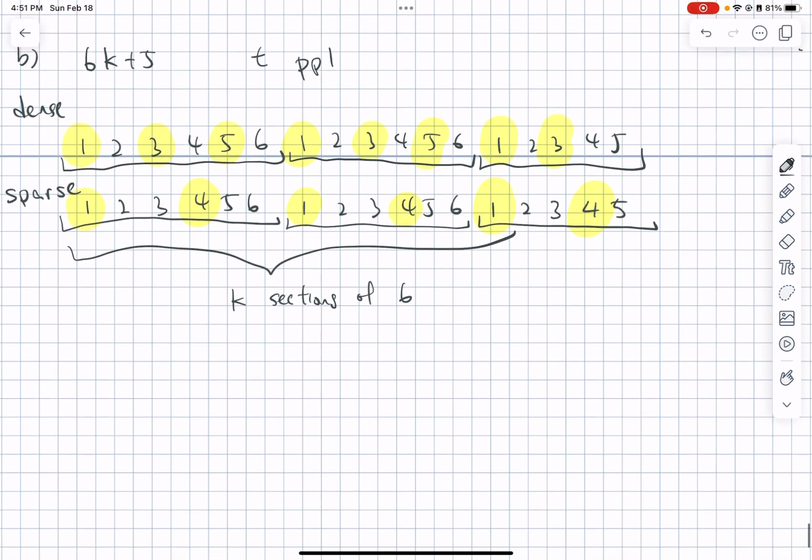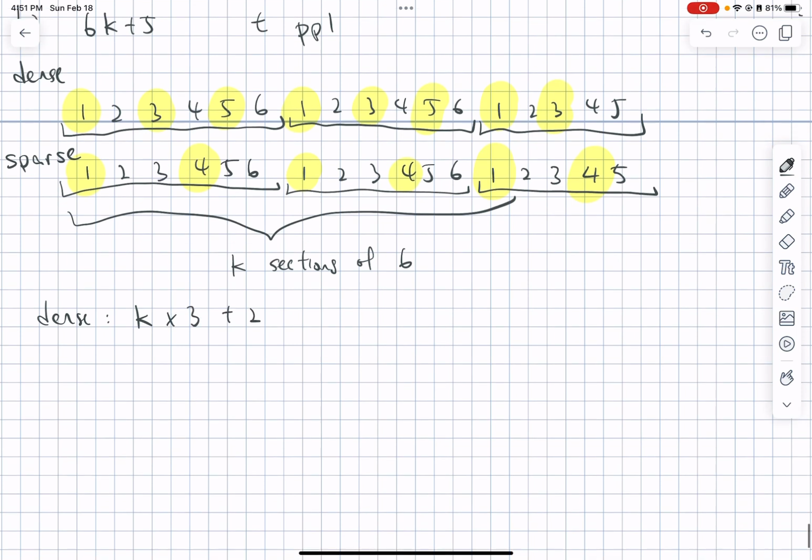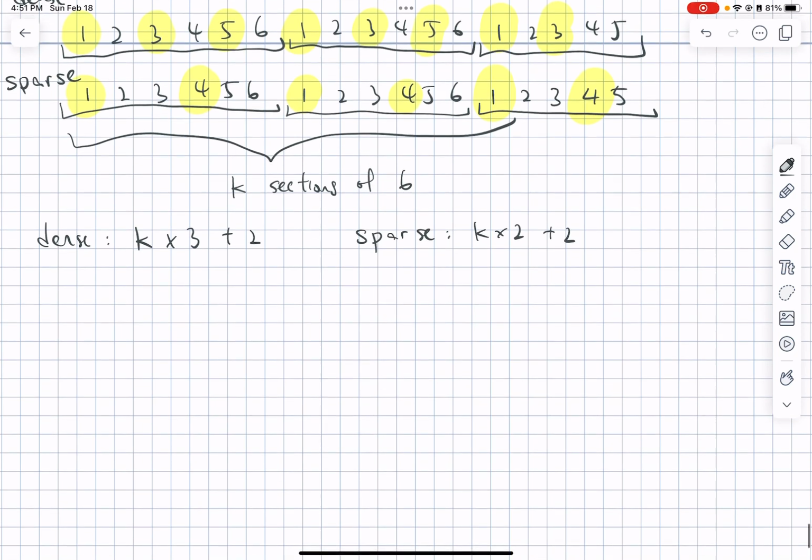So in the dense case, there's going to be k sections of 6, and in each section of 6, we can have 3 people. So k times 3 plus the 2 at the very end. And sparsely seated is going to be k times 2 because there's 2 people in every section of 6, plus the 2 at the end. So this is t max and this is t min.